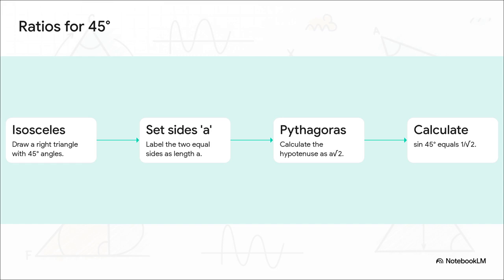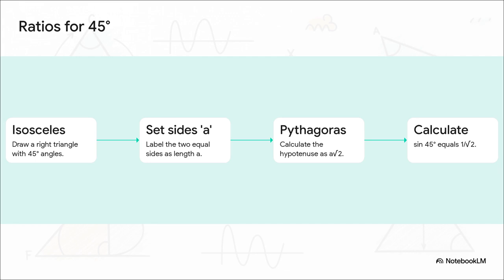Picture a right triangle where both acute angles are 45 degrees. That makes it an isosceles triangle, meaning two of its sides are exactly equal. Let's call the length of those two sides a. If we use the classic Pythagoras theorem, a squared plus b squared equals c squared, we find the hypotenuse has to be a times the square root of 2.